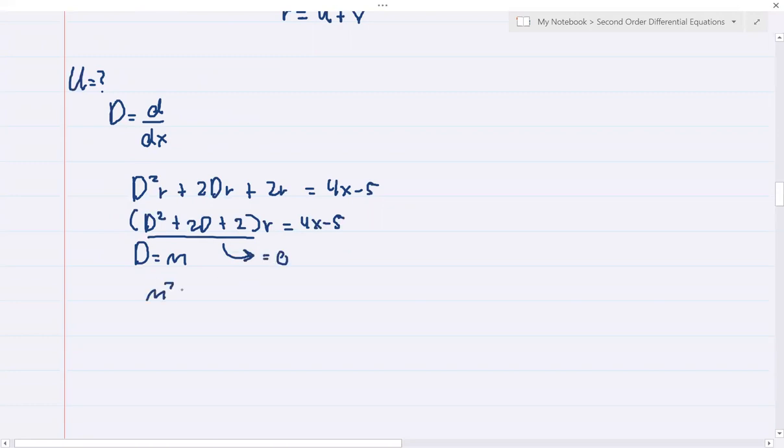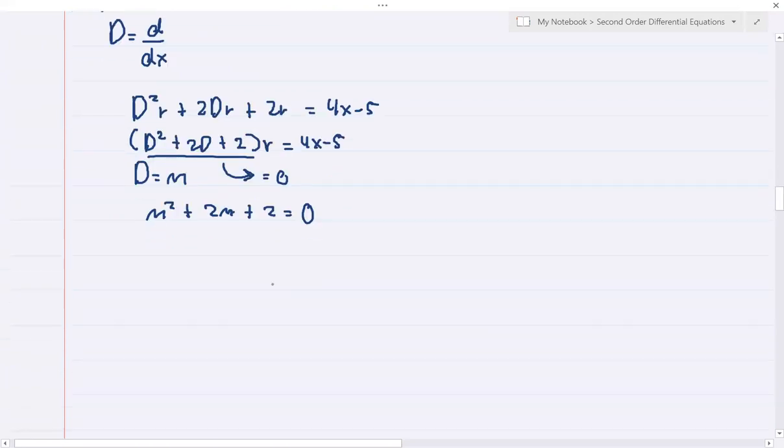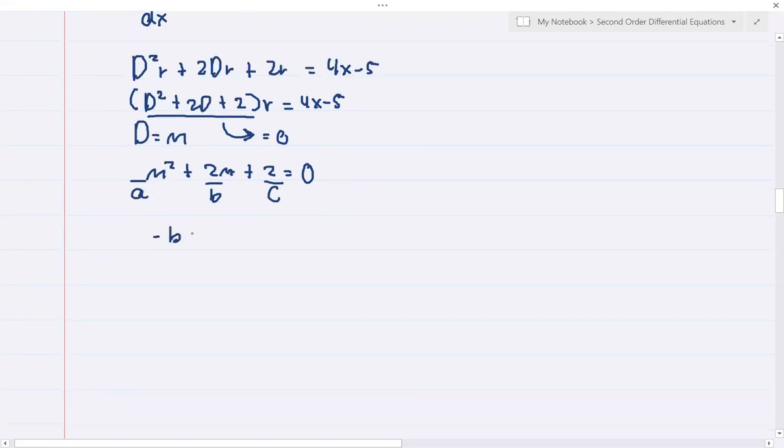So this is m squared plus 2m plus 2 is equal to 0. So this is your auxiliary equation. And now let's find your m values. For me, I think this is obviously not factorable, so I'm going to use the quadratic formula. So let's recall, this is your A, this is your B, and this is your C. So let's have this one: negative B plus or minus the square root of B squared minus 4AC all over 2A.